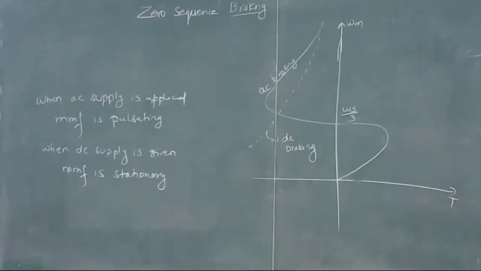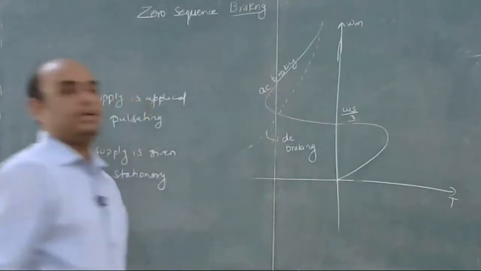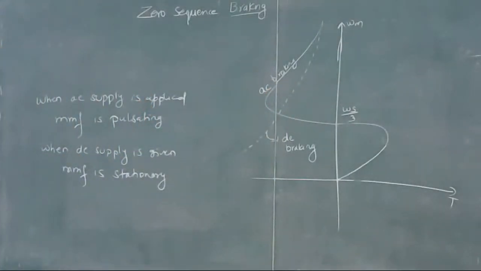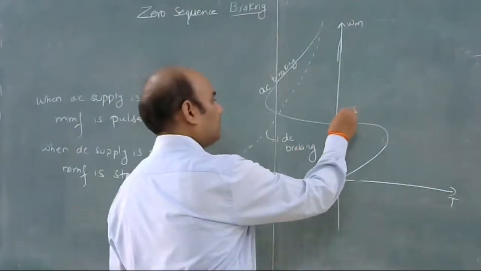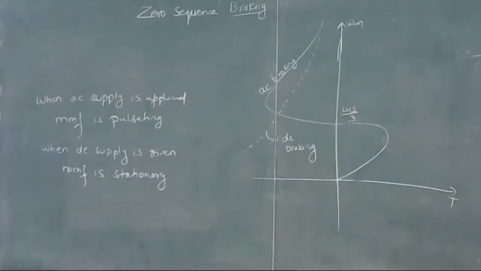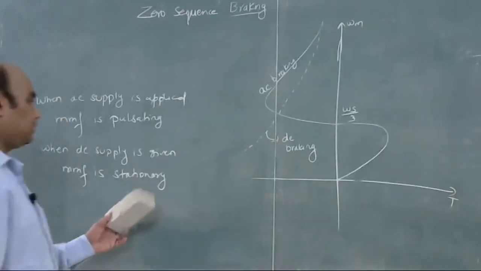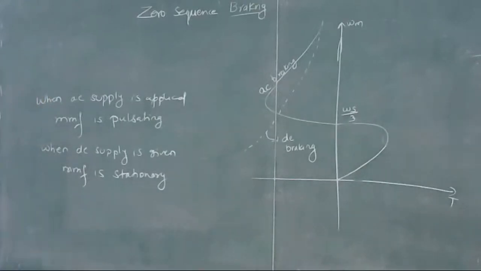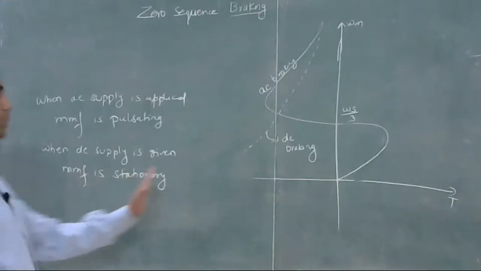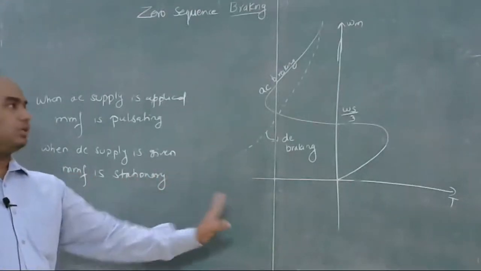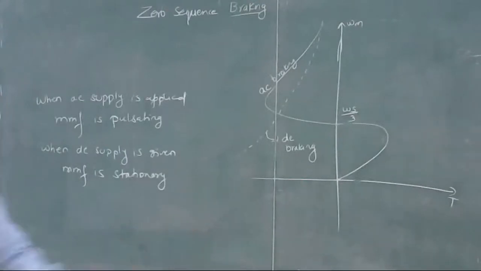The motor will work momentarily in regenerative braking mode, and the generated energy is supplied to the source. So with AC supply, braking could be used up to 1/3 of the synchronous speed. Unlike DC dynamic braking, it doesn't require large rotor resistance, so it can be used for both squirrel cage and slip ring induction motors.